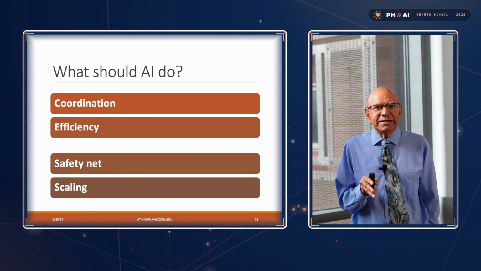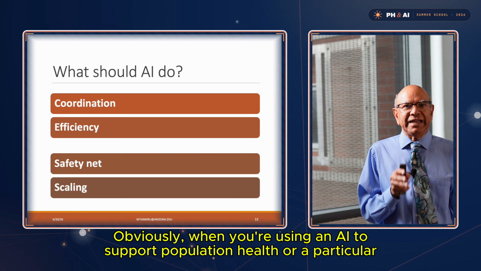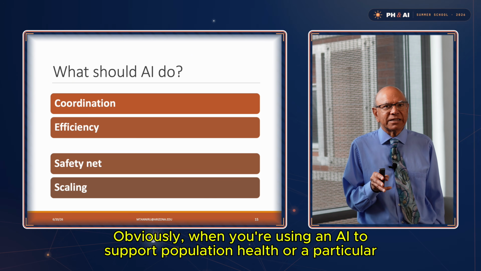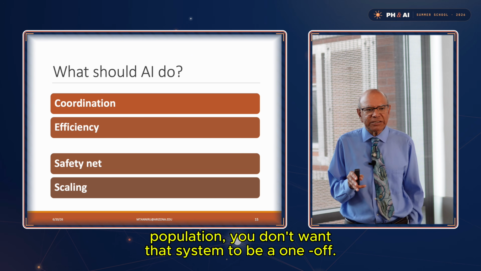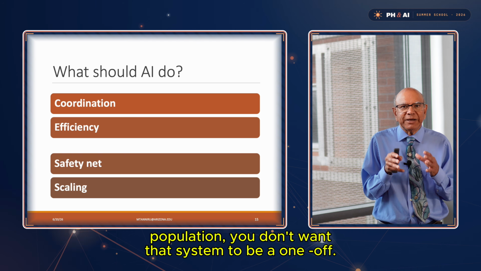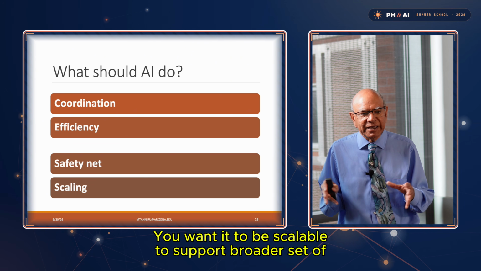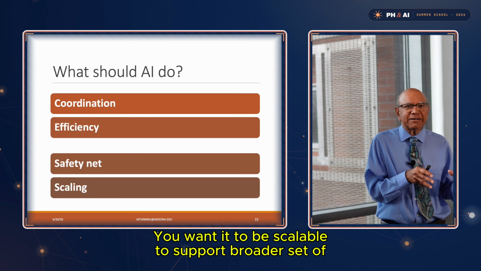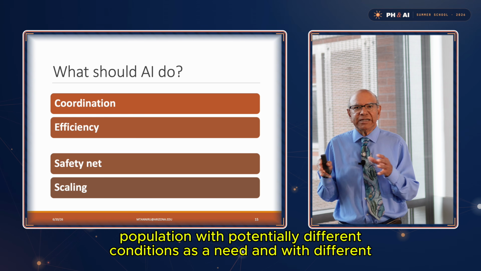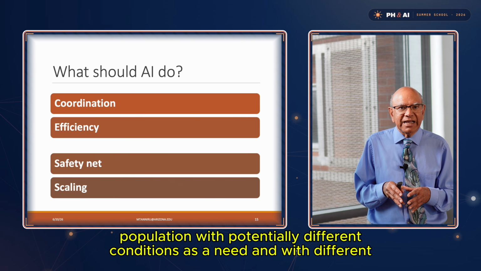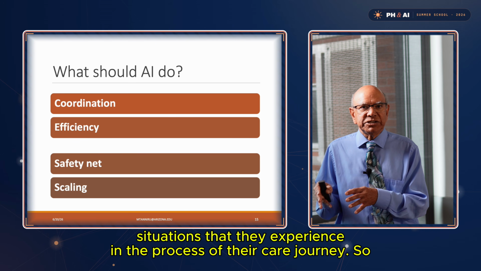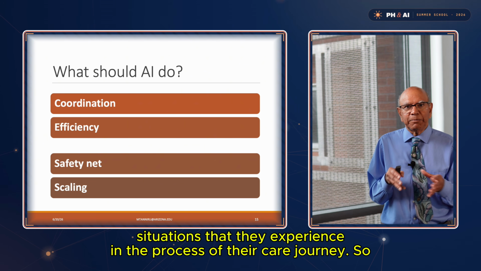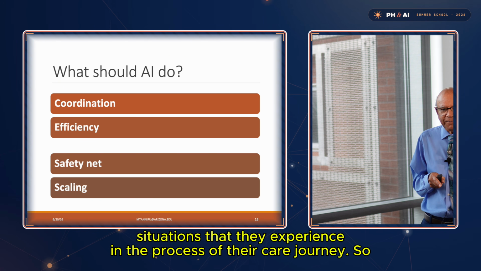And scaling. Obviously, when you are using AI to support population health or a particular population, you don't want that system to be a one-off. You want it to be broader, scalable to support a broader set of population with potentially different conditions as needed, and with different situations that they experience in the process of their care journey.